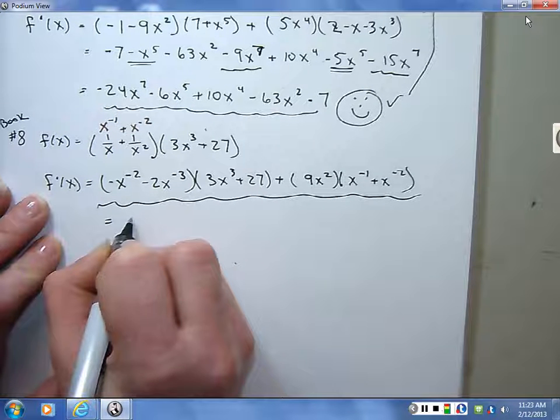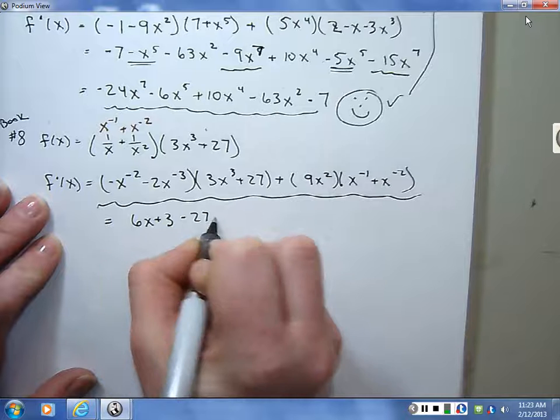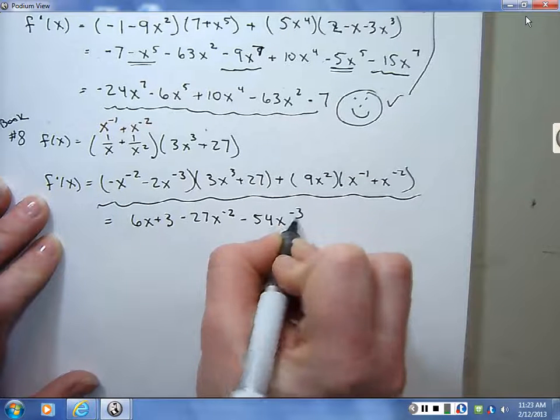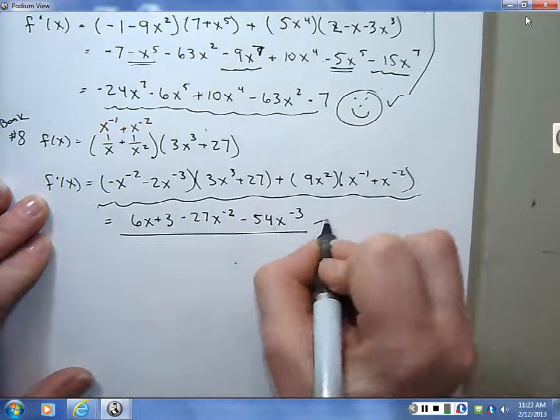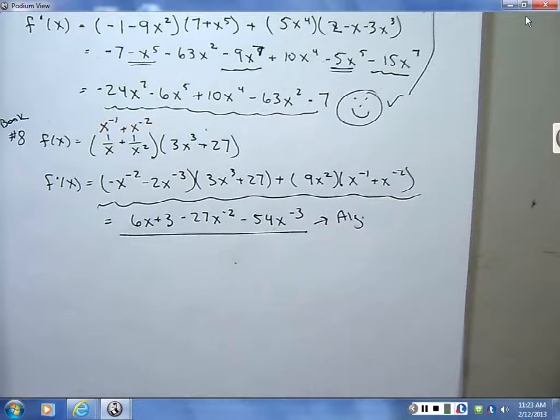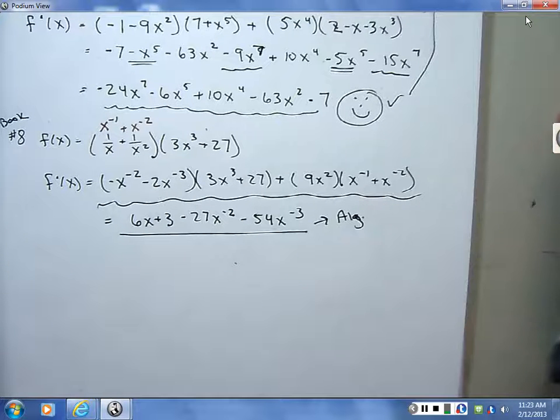Doing some algebra, we get 6x plus 3 minus 27x to the minus 2 minus 54x to the minus 3. And you can verify that on your own. So you can go through the algebra, right? It's just algebra, simplifying. Does anyone have any questions?